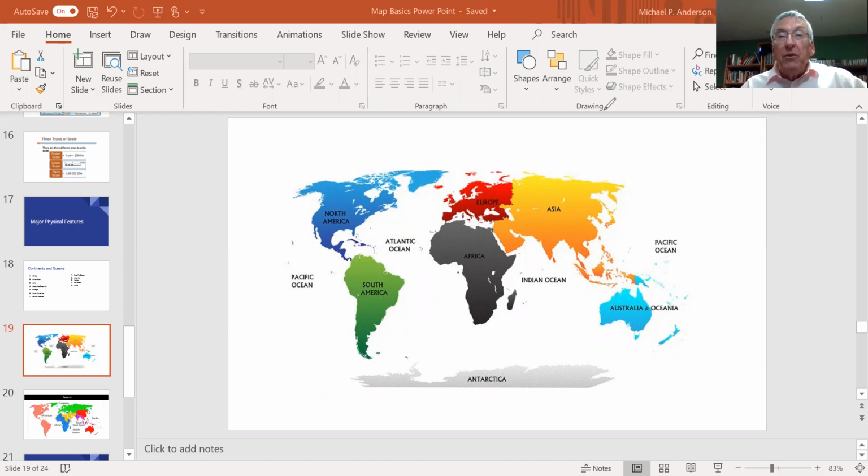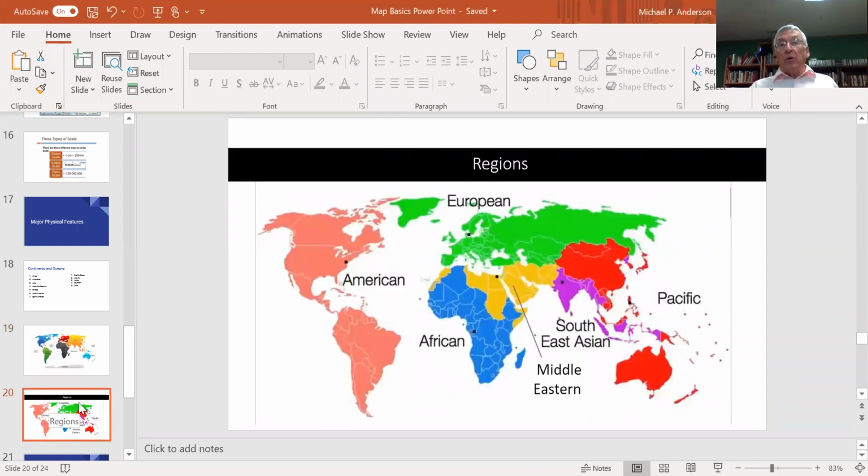Finally, let me talk to you about regions. You will hear the word regions and you'll read the word regions. Continents, we know what those are. Regions cross over continents, okay? Regions have some similarity, whatever similarity you might be talking about, okay? You'll notice we have Asia and Europe.